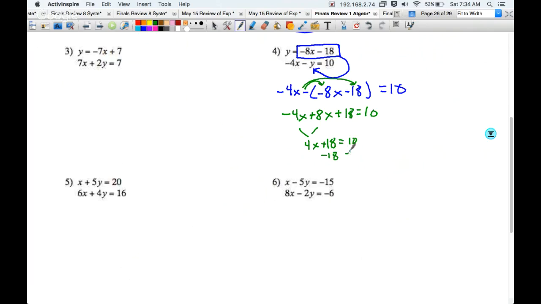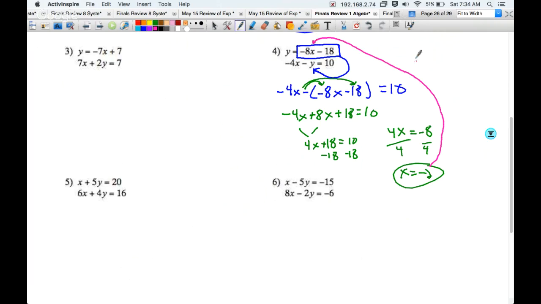Move the constant away from the variable. 4x equals negative 8. Divide both sides by 4. And I get x equals negative 2. We're not done. Got to plug it back in. So plug it in right here. Y equals negative 8 times negative 2 minus 18. Y equals 16 minus 18. Y equals negative 2.